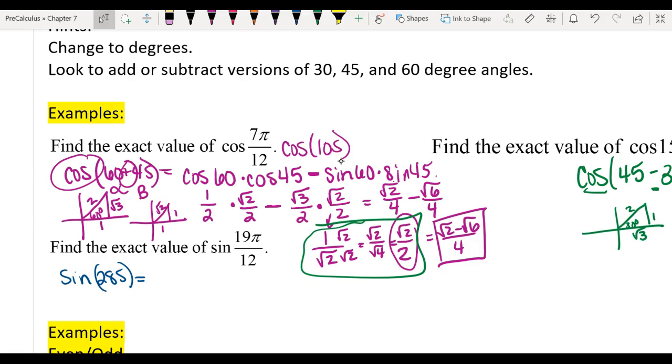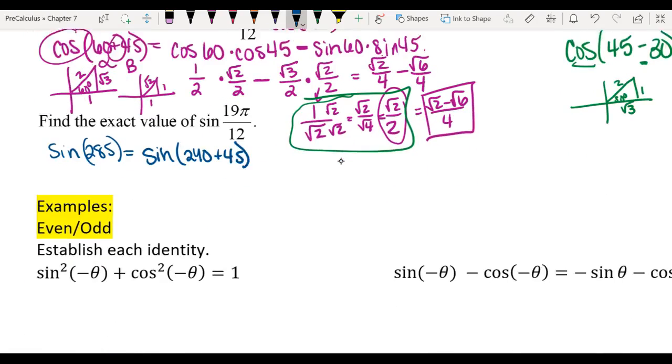Now, obviously we see that 85. So what angle for sure is in this? A 45, right? So if we change this, this can be the sine of 240 plus 45, correct? Okay? So the question becomes, are we able to do a triangle at 240? We are. What kind of angle is it at 240? And what quadrant is it in? The third, right? So we can do 45.